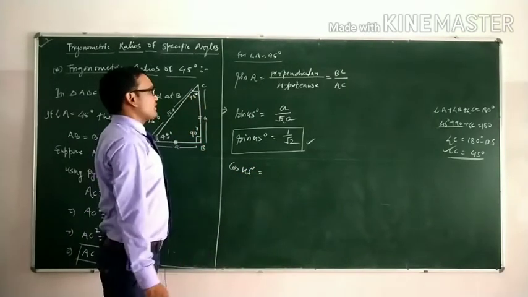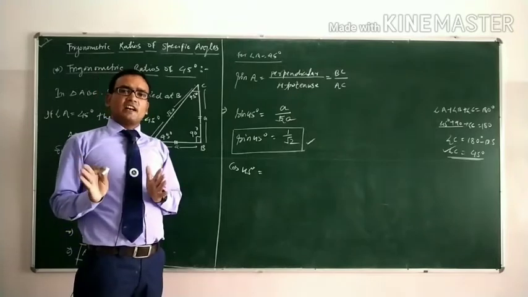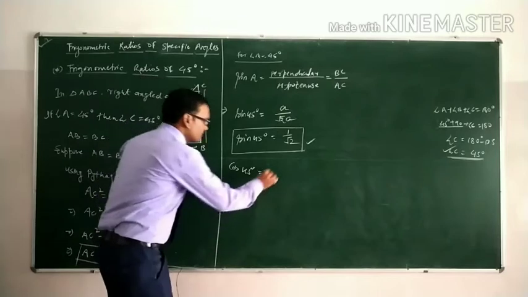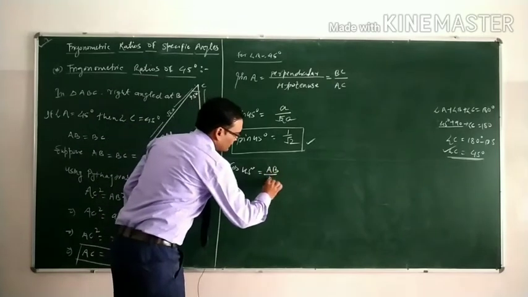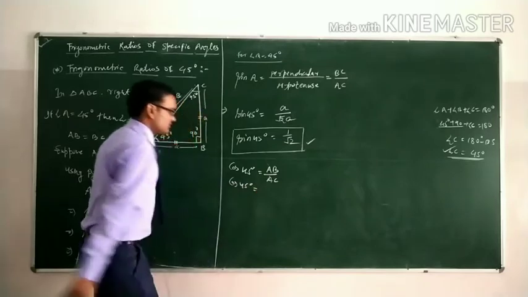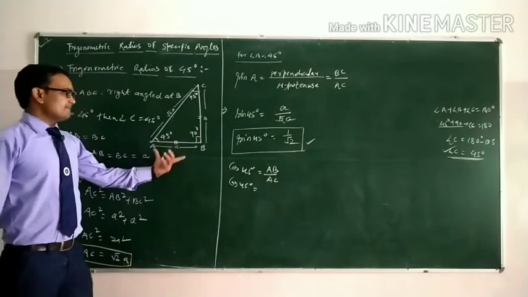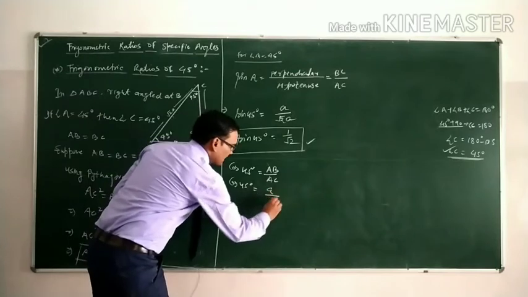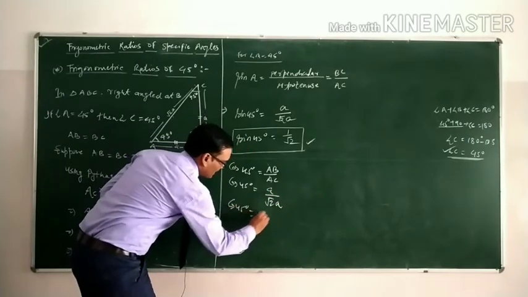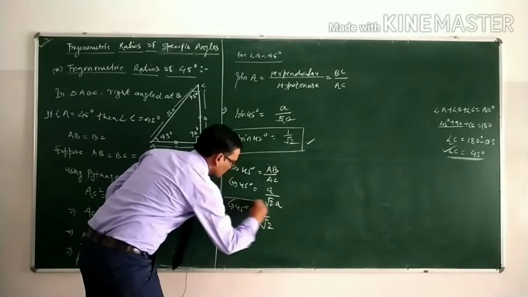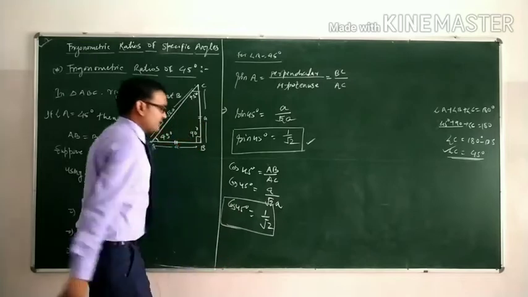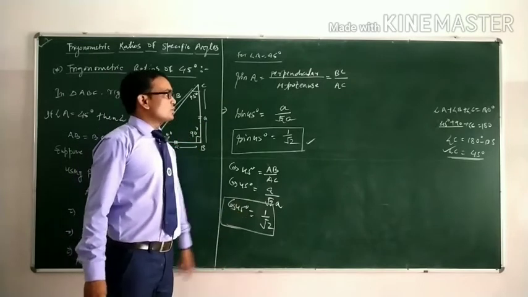What is cos 45 degree? Cos 45 degree is base upon hypotenuse. Here the base is AB and the hypotenuse is AC. AB is A and AC is square root 2A. So cos 45 degree is 1 upon square root 2. Okay students, cos 45 degree is 1 upon square root 2.